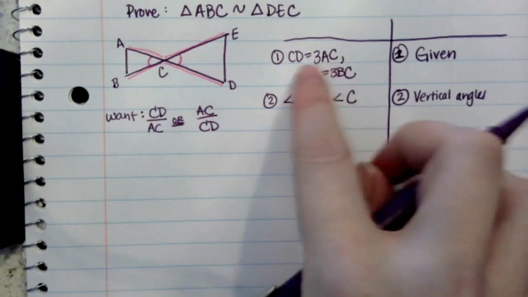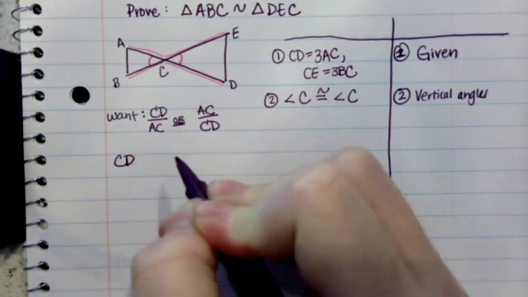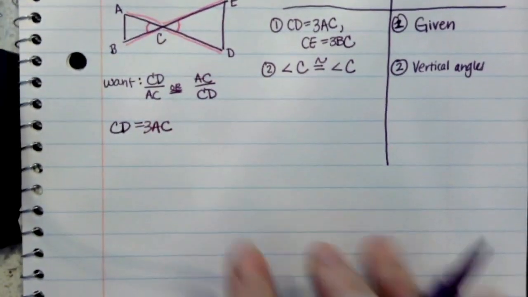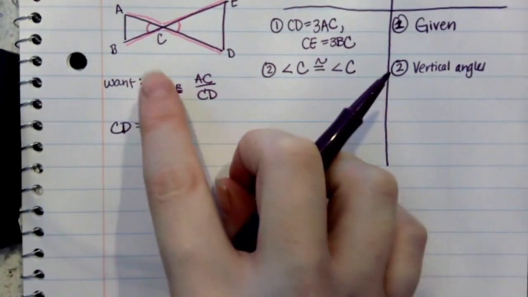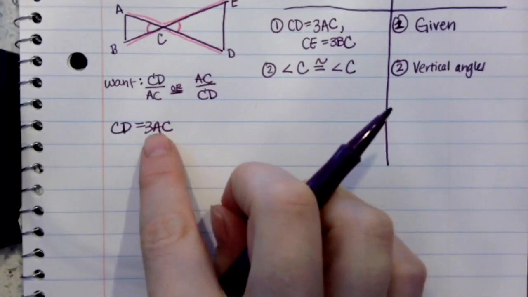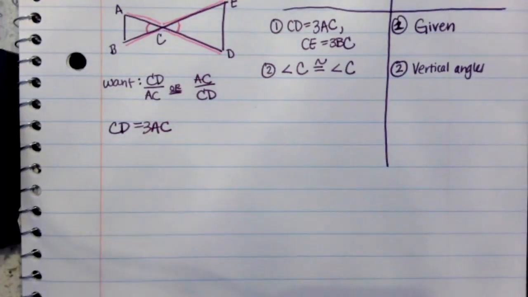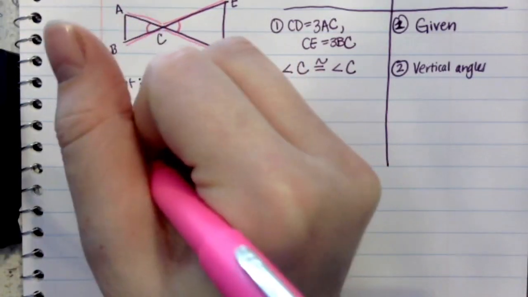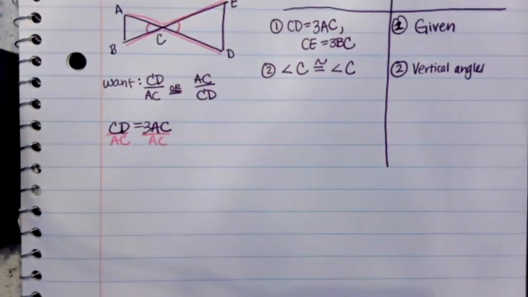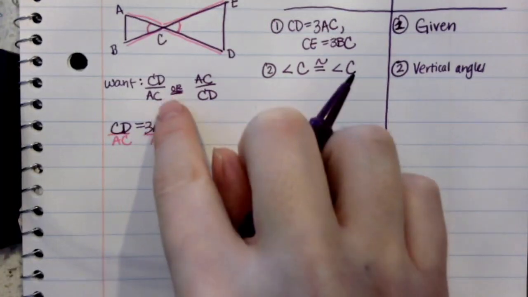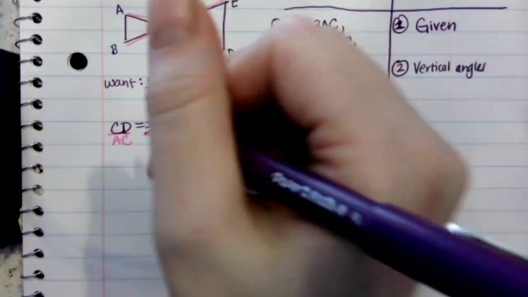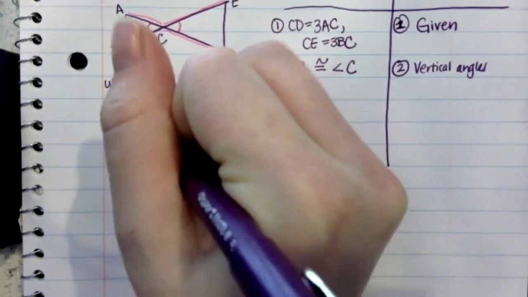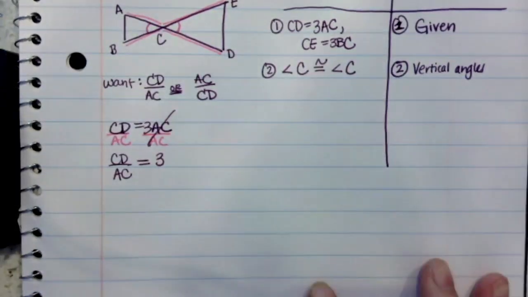And so if I look at this statement, CD equals 3AC, I'm almost there. If I want CD over AC, I can get rid of AC by dividing on both sides. So divide both sides by AC. And now I have what I'm looking for, a side over a side. So I have CD over AC equals 3.